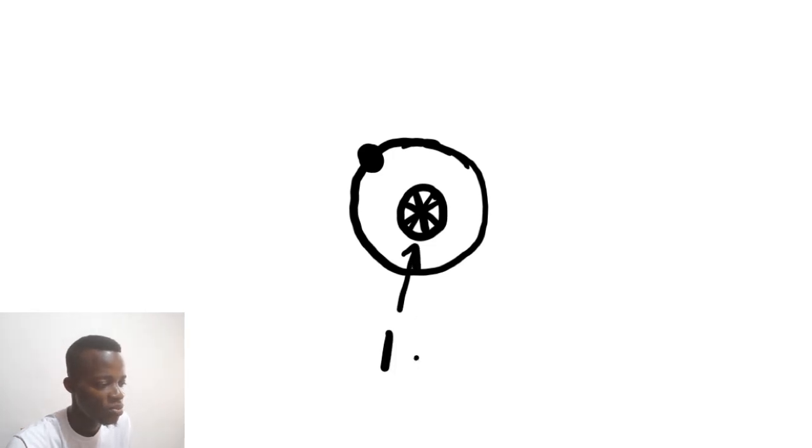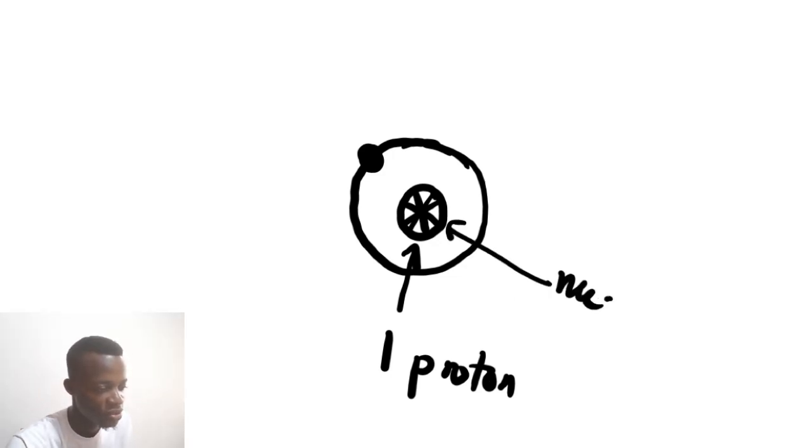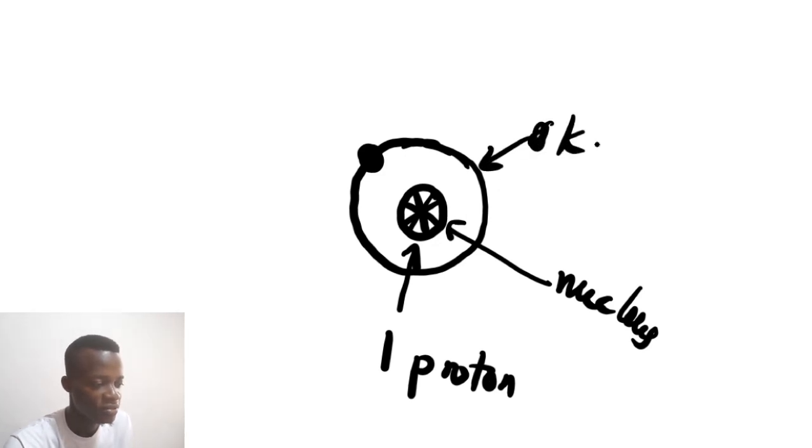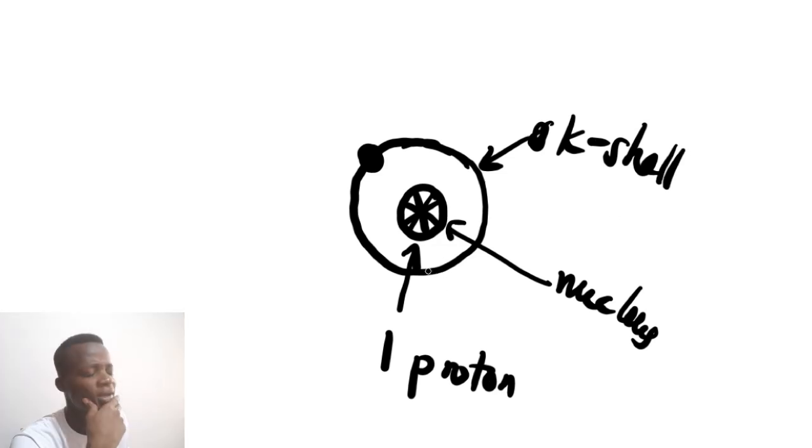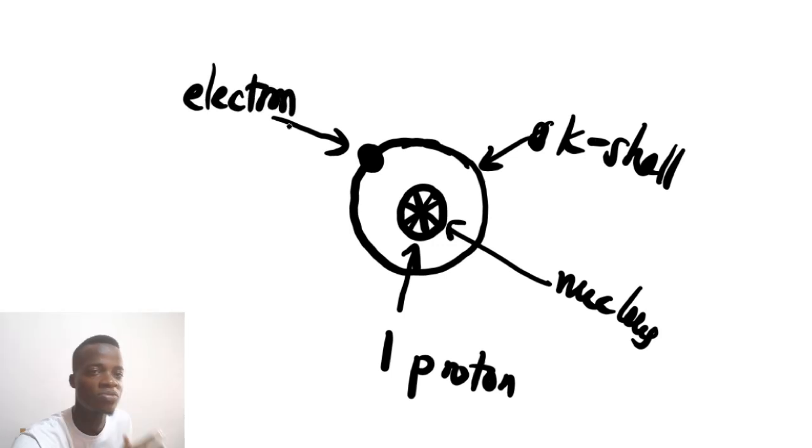There is only one proton inside the nucleus. So yeah, this is the nucleus, and this is the shell. Let me write that. This is the nucleus, and this is the K shell actually. And this is the electron. This is how the structure of the hydrogen atom looks.